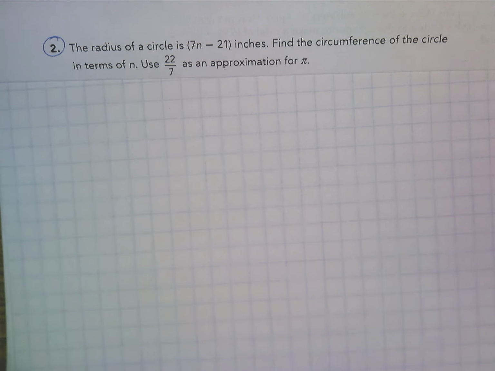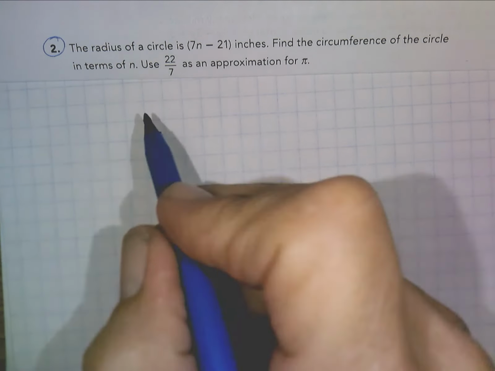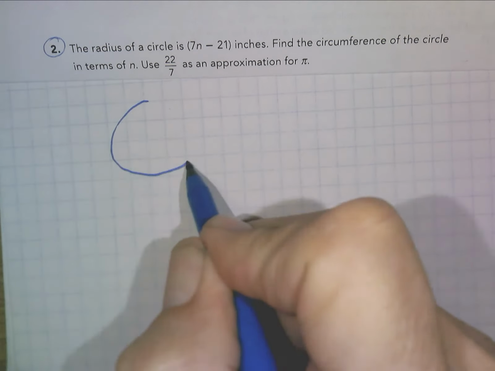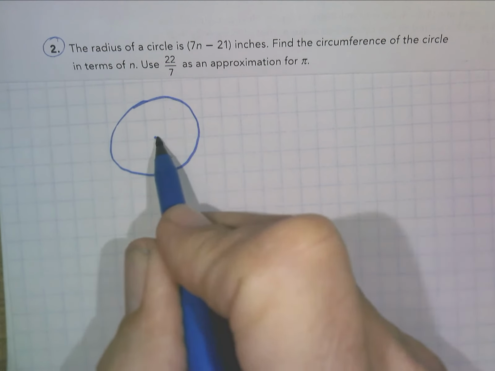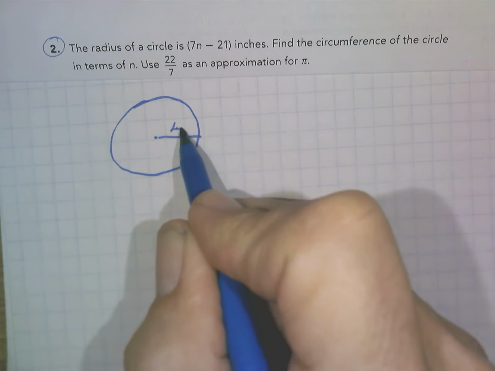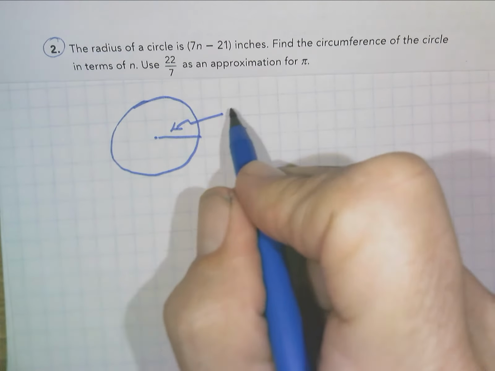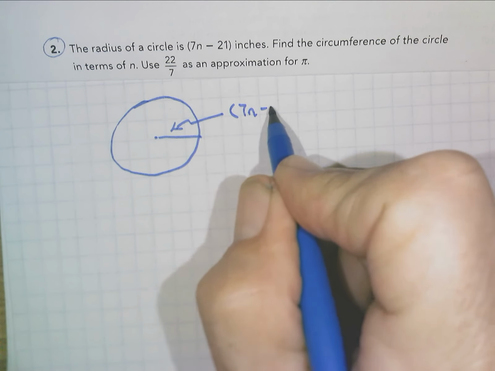The next problem, we are given the radius of a circle and we're asked to find the circumference. So the radius of the circle is given to us as 7n minus 21.